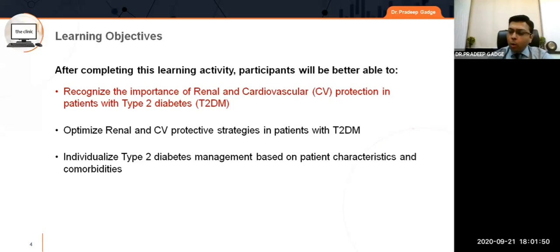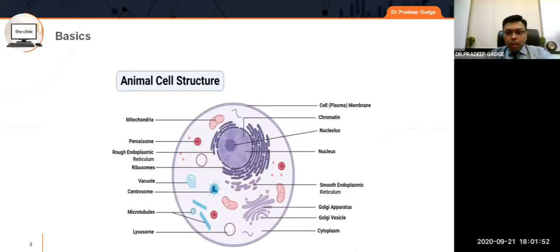So before I go on to the actual talk, the talk is basically a very practical sort of talk, and we are actually going to go to a virtual clinic. It will be an experience as of going into a clinic and seeing different patients. So we are going to discuss three different cases. But before that, I would like to clarify certain basics.